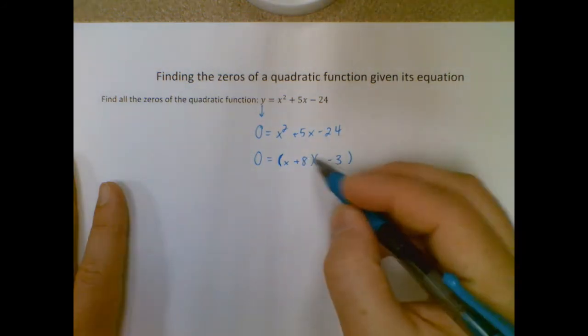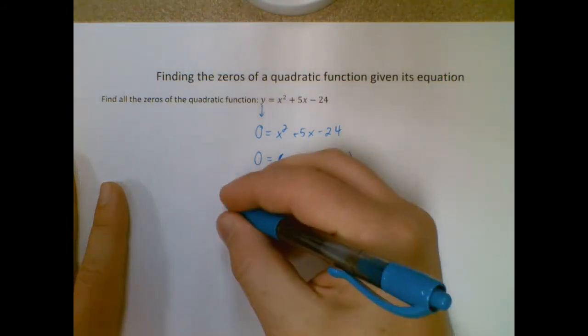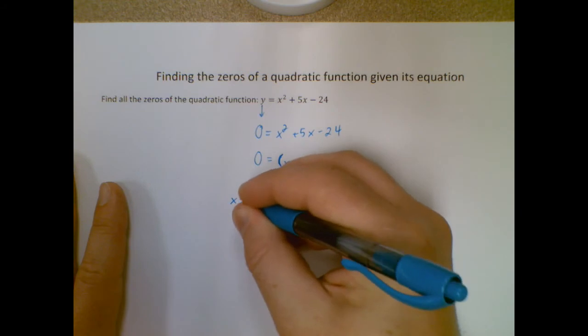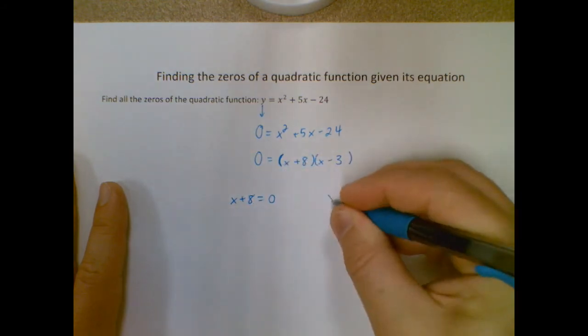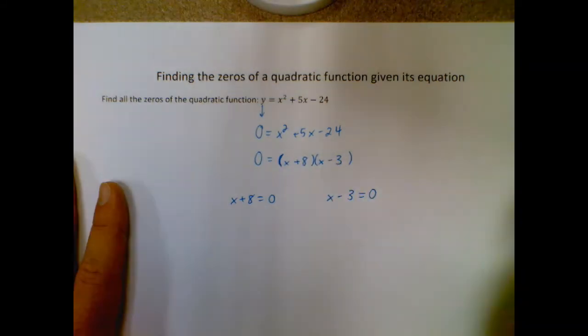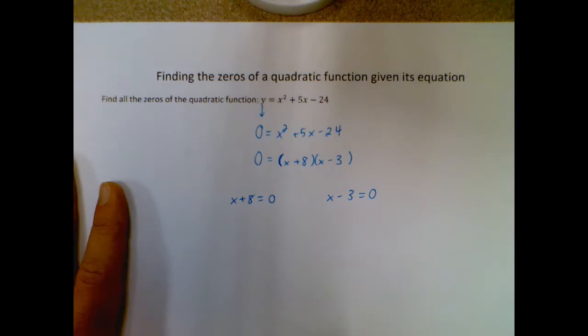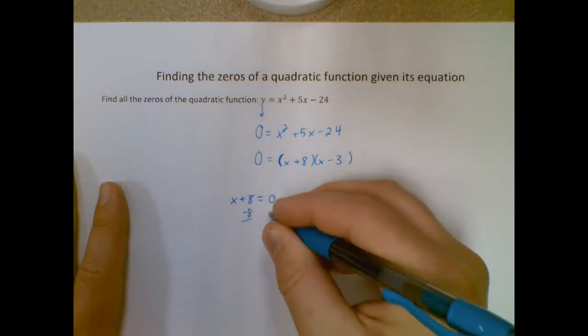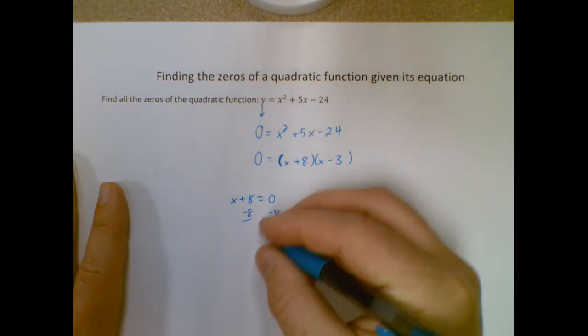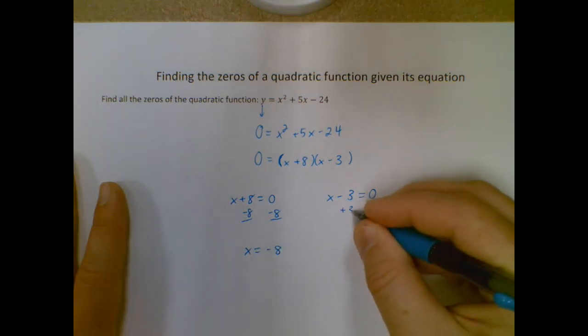Now, since these multiply together and equal 0, I can use my zero product property, which says I can split these and set them each equal to 0, because at least one of them has to be 0 in order to multiply to give you 0. So these are now separate equations, and I can just do some simple arithmetic here and put those together.